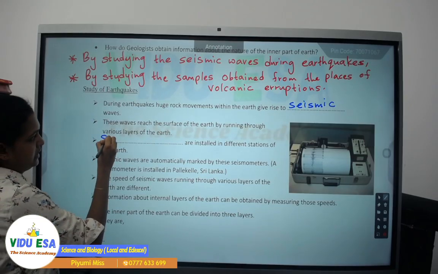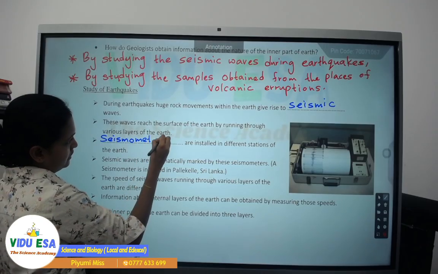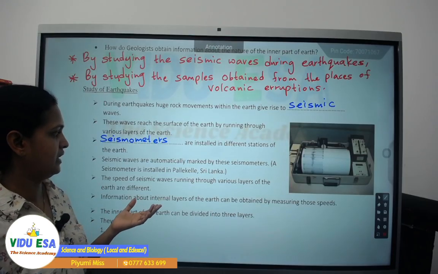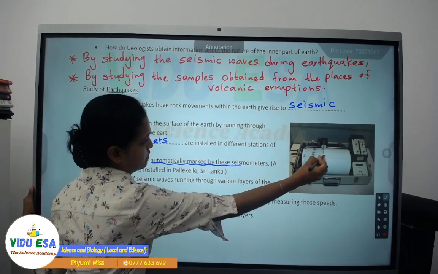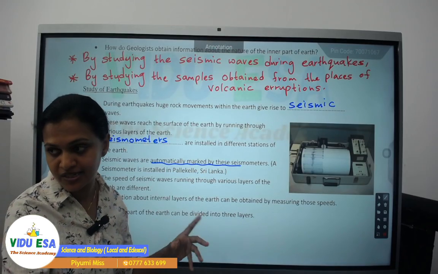So seismometers are installed in different stations of the earth. These seismic waves are automatically marked by these seismometers. I will share the videos in your WhatsApp group. Then you can see how these work.